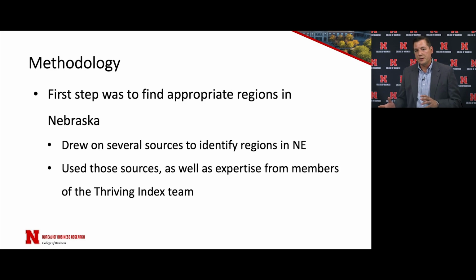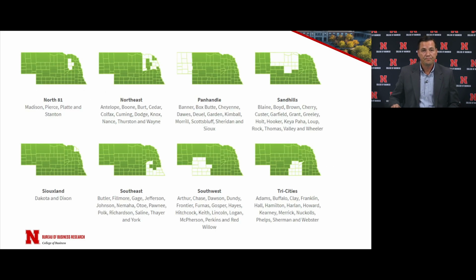Using those resources, we had some initial thoughts on how we were going to group counties into regions here in the state, and many of the regions you'll see later aren't too surprising in terms of how we put those together. But there were a couple of tweaks that we made, and a lot of the tweaks we made were based on input from the experts we had on our team. So the bottom bullet point you can see, we used existing sources, and we drew on the deep expertise from some of the members of the Thriving Index team to make little tweaks to some of the regions that I'll talk about on the next slide.